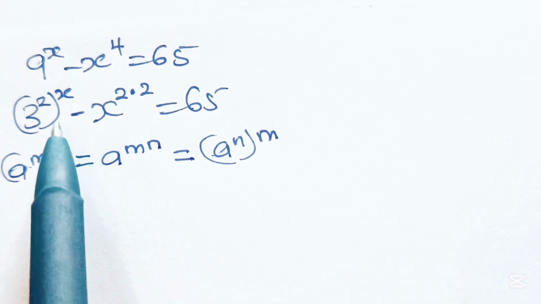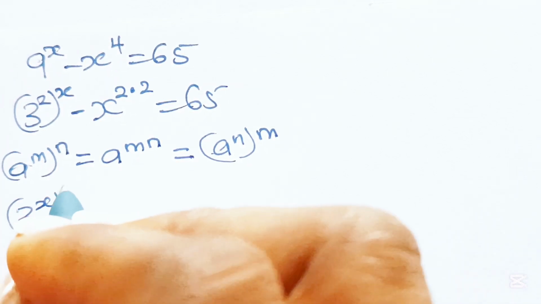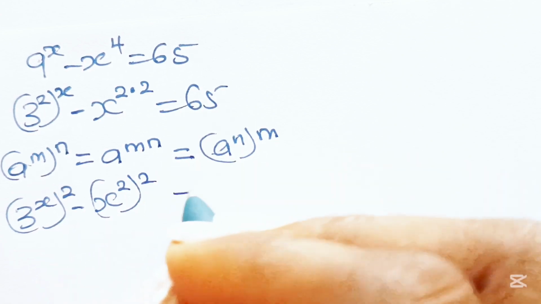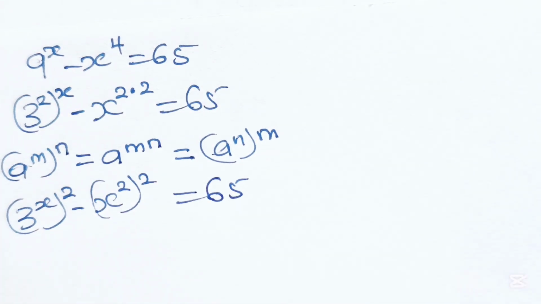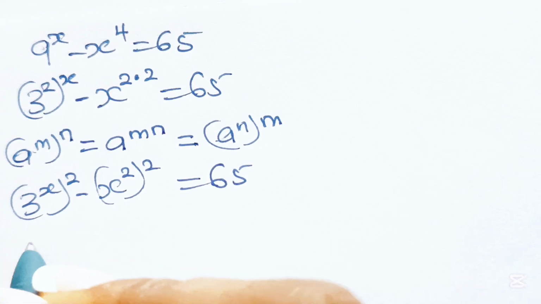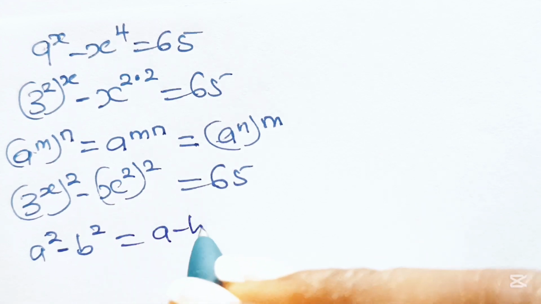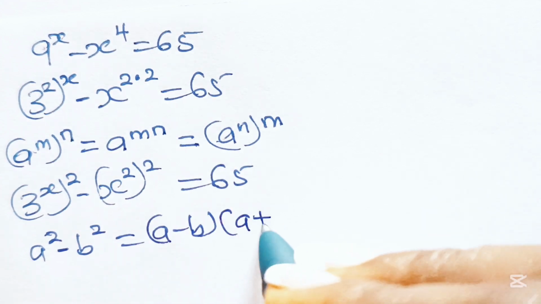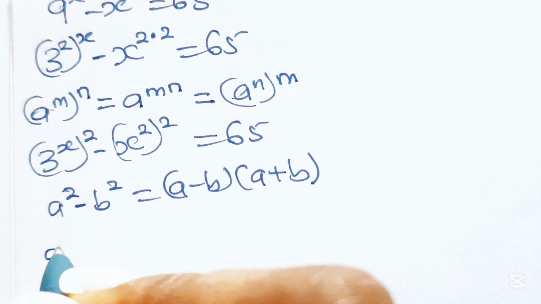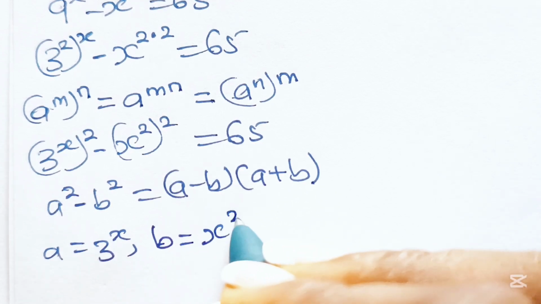So that means that we can express this as 3 to the power of x raised to the power of 2 minus x raised to the power of 2 raised to the power of 2 is equal to 65. Now we have difference of two squares. Yes, the algebra identity that states that a squared minus b squared is equal to a minus b multiplied by a plus b. Okay, now in this case our a is equal to 3 to the power of x and our b is equal to x squared.